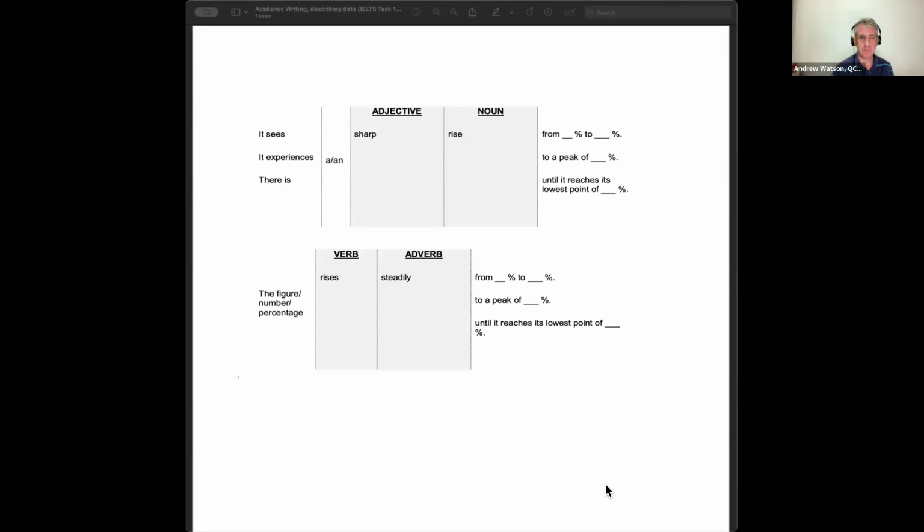How about then some other combinations? How about verb adverbs? The one shown is rises steadily. Shoots up rapidly, yes. Abigail, good one.